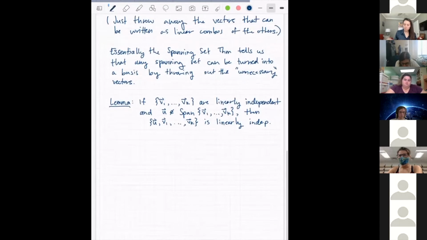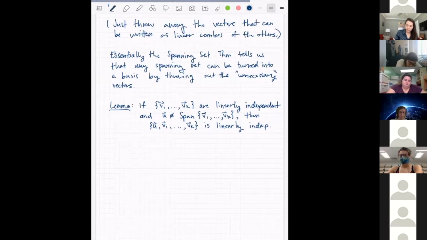Right. Okay. So the idea is if you have some linearly independent vectors, so you've got your v1 up to vk, and you have a vector that's not in the span of these. So you have some u going in some other direction. Then if you look at them all together, they will still be linearly independent. Right? If you add one more that's not in the span, you preserve your linear independence.